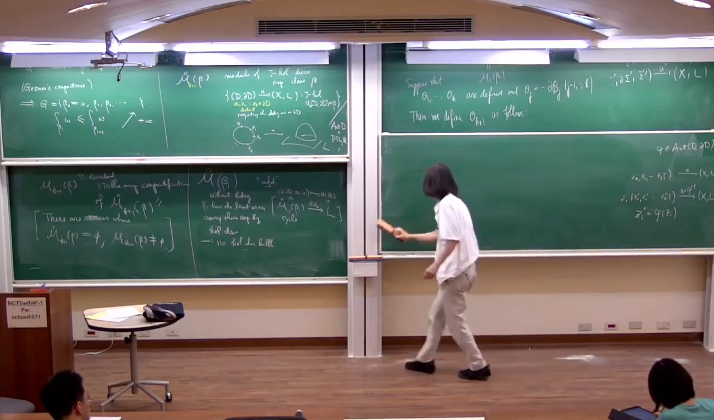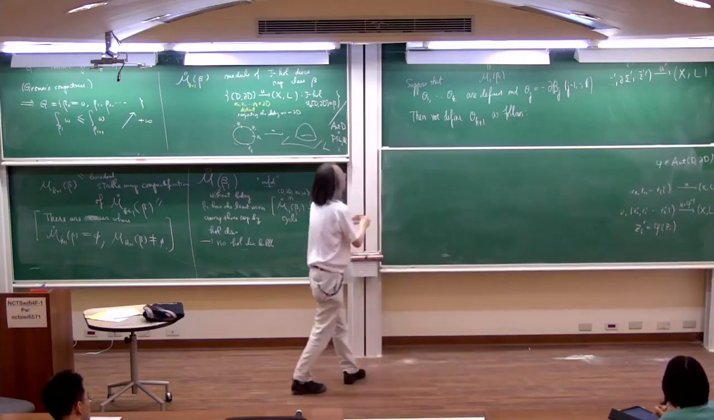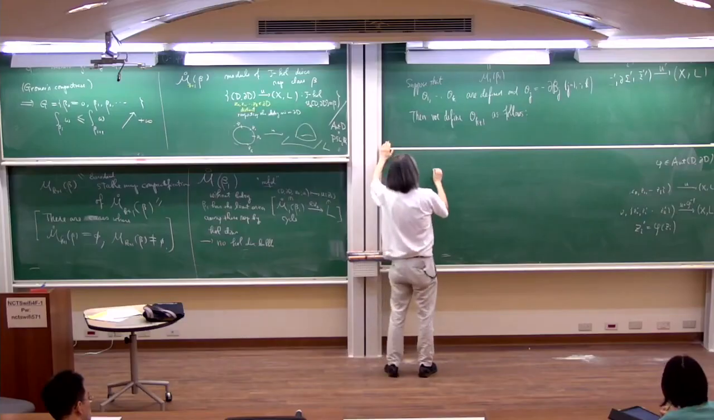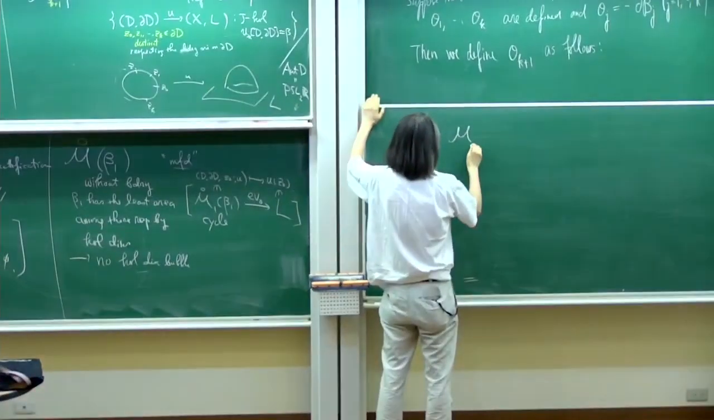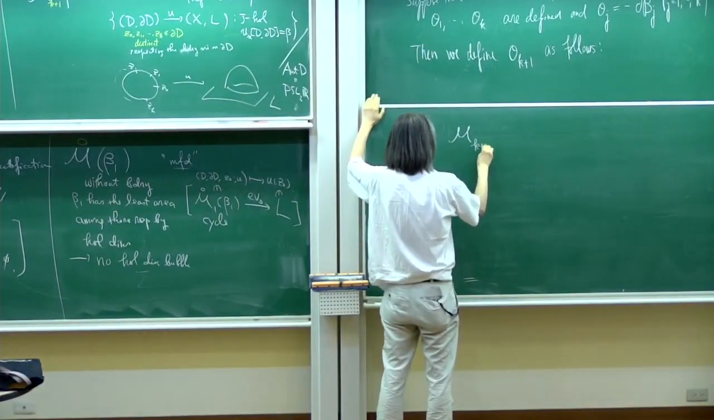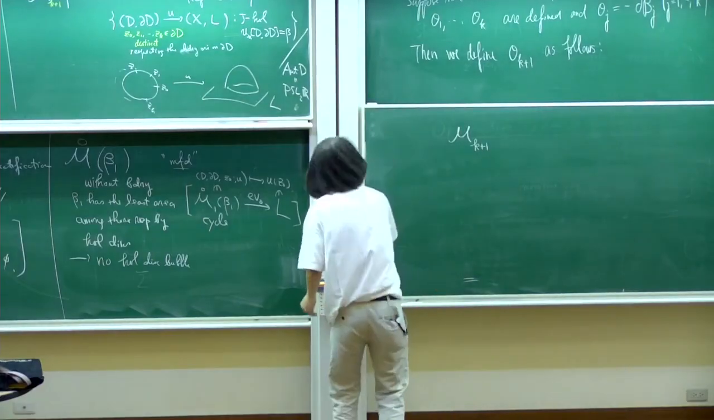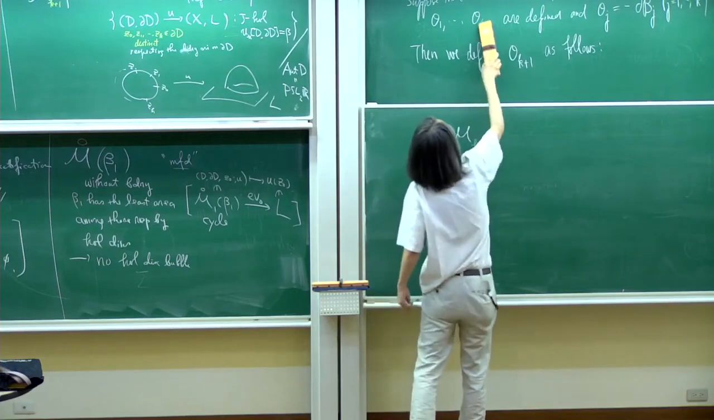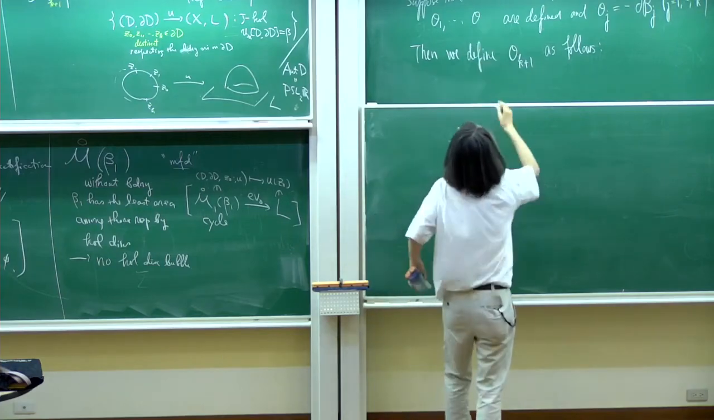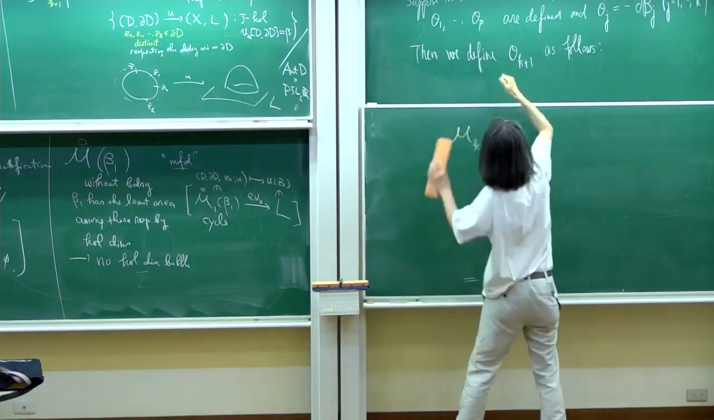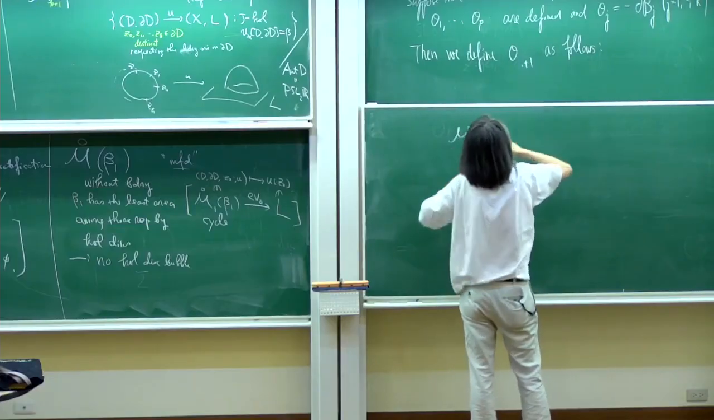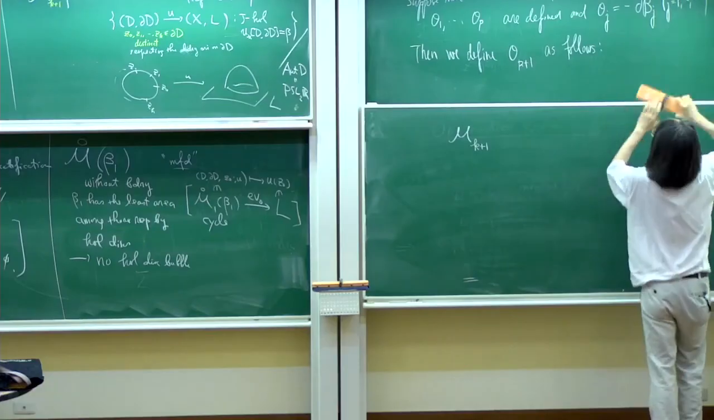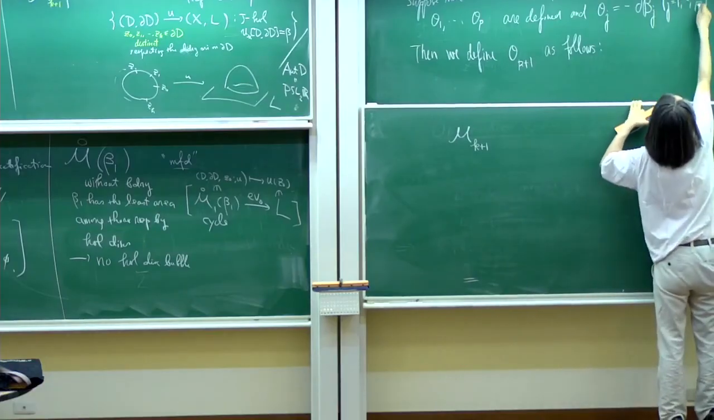So maybe I just write something first and then explain what it is. So we consider this M_{k+1}, sorry, this is k+1. Okay, so maybe better to use another one. Maybe I use, I don't know, P and P+1. And here P.